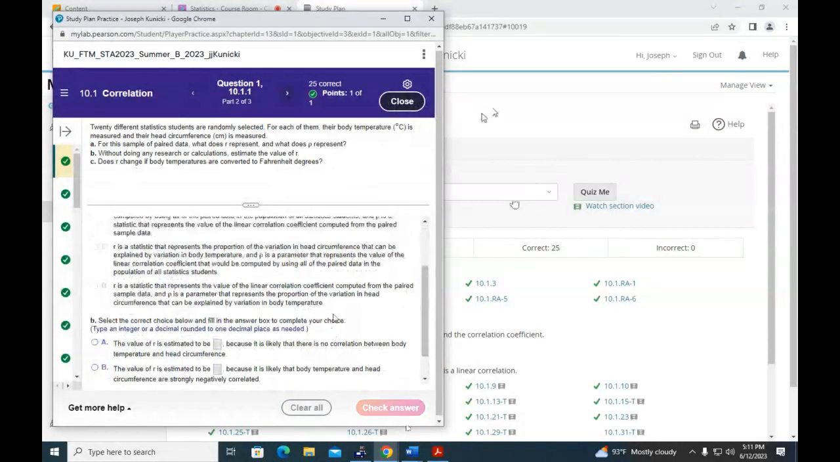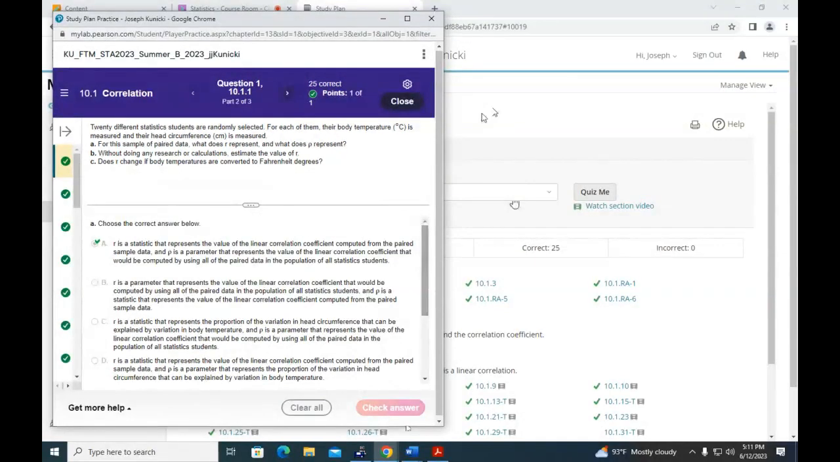And then, for this one, what do you suppose R would be for these two variables? Do you think body temperature is related to head circumference? No, here's what we're saying. We're on the scale from plus one to minus one, and zero's in the middle. They're asking you, what do you suppose R would be? Is there a relationship? Estimate the value of R.